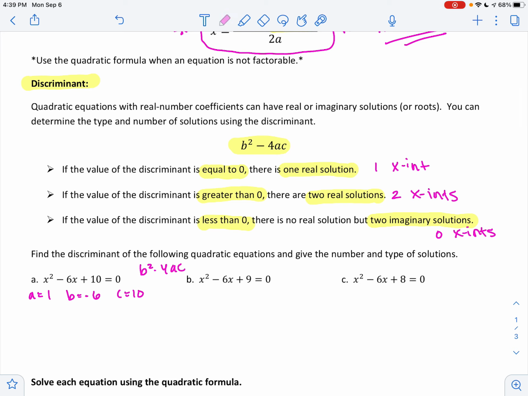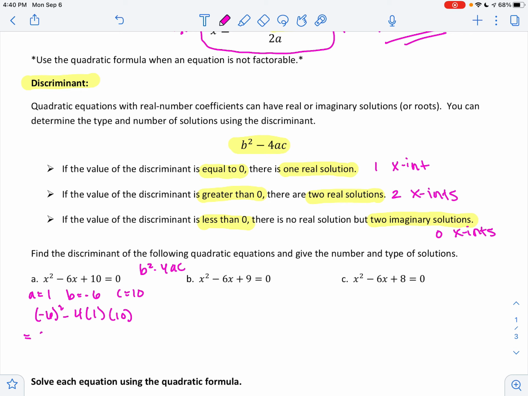So now that I have identified a, b, and c, I can plug into the discriminant formula, which is b squared minus 4ac. And so I'll have negative 6 squared minus 4 times 1 times 10. Negative 6 squared is 36. Negative 4 times 1 times 10 is negative 40. 36 minus 40 is negative 4. So my discriminant is negative 4. And that means that I would have two complex solutions. Remember, complex means you have a real and imaginary part.